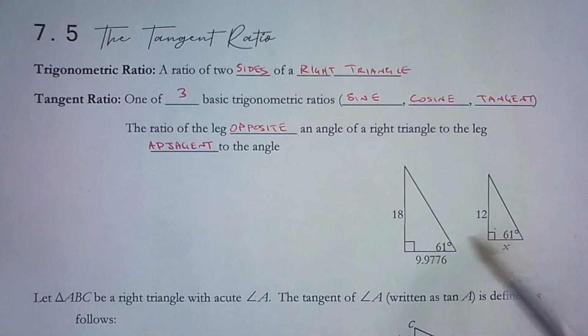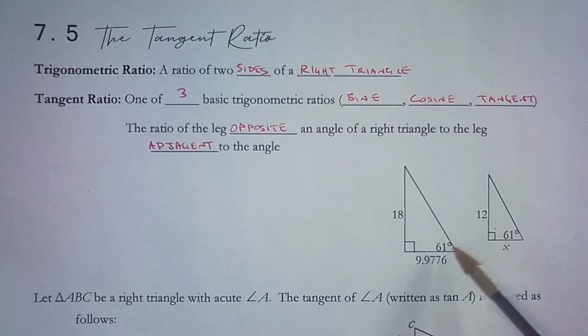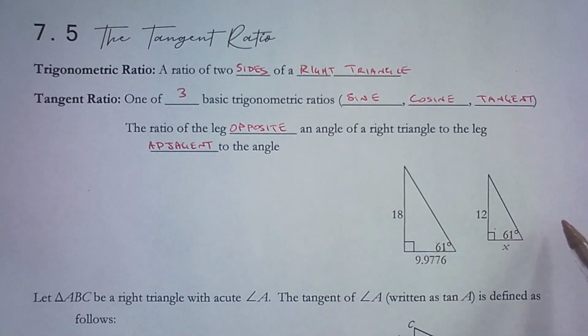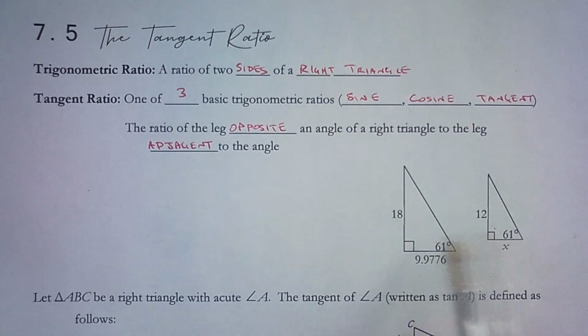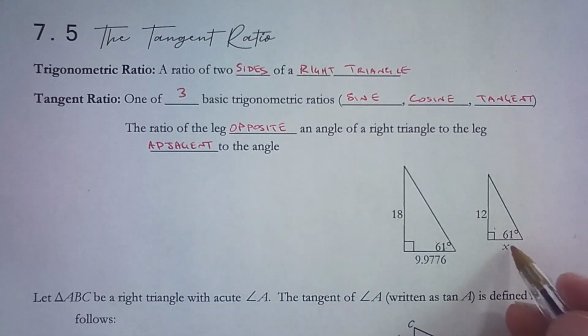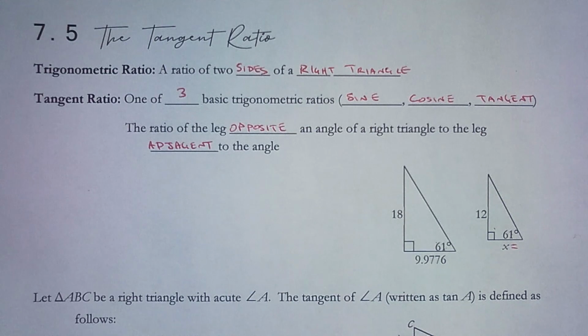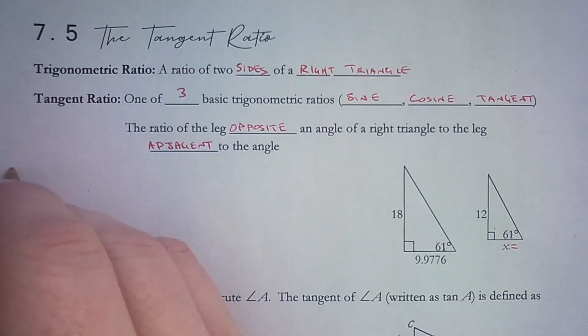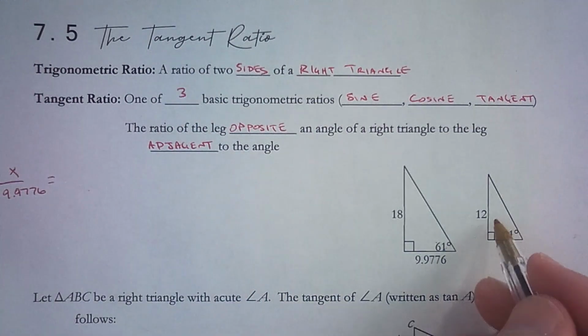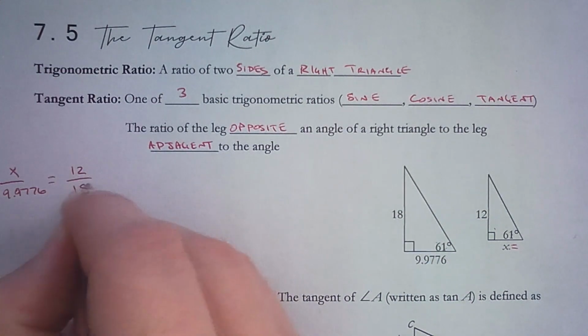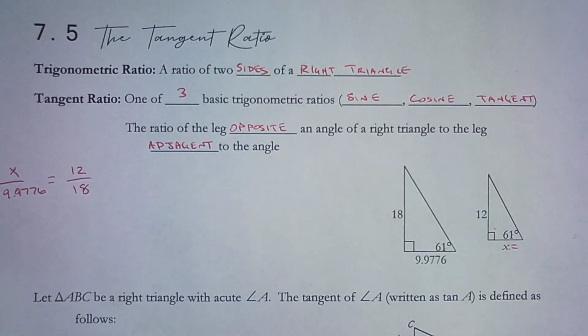Now, if we look down here, we've got two right triangles that happen to have a 61-degree angle. So these are similar triangles by angle. We've got 90-degree angles, 61-degree angles. With these similar triangles, the first thing we're going to do is use them to find this value of x. So x is to 9.9776 as 12 is to 18. So we'll use our cross products.